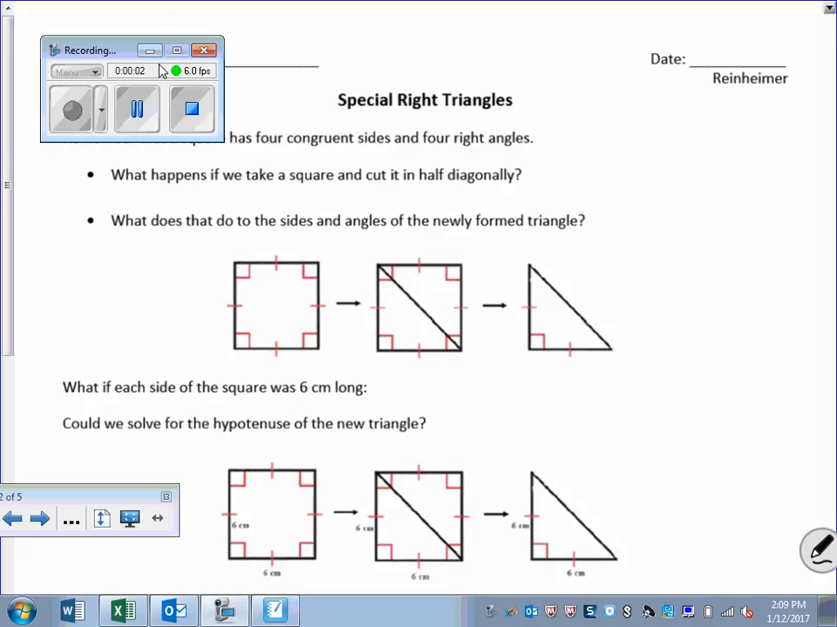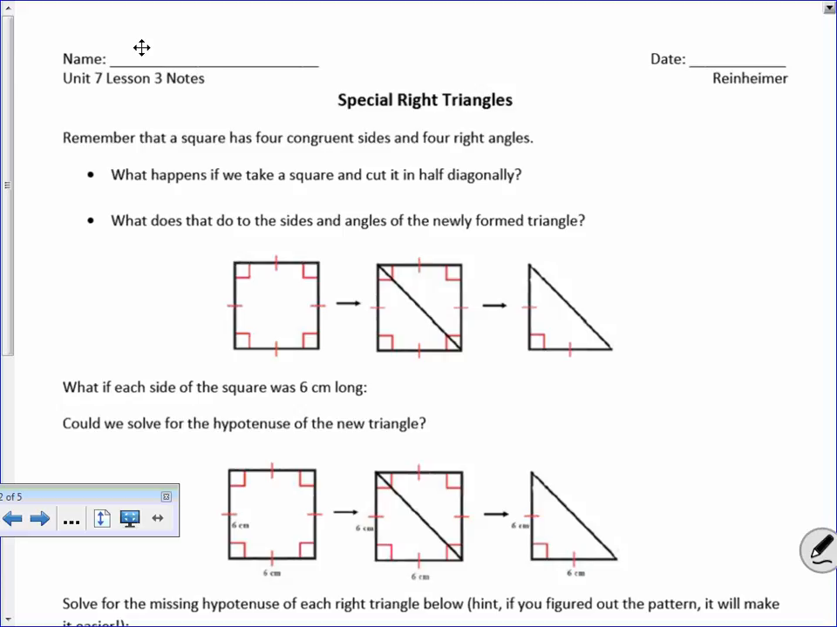Welcome to Lesson 3, Unit 7. Today we're going to be talking about special right triangles, which is going to be a different brand of right triangles. There are going to be some rules that we're going to learn that are always going to apply to these kinds of right triangles. So that's what we're going to be talking about today.